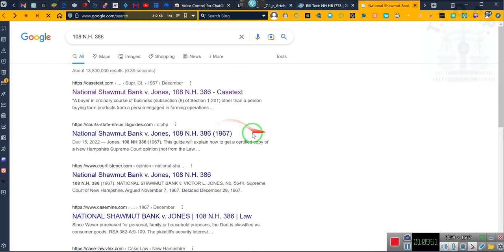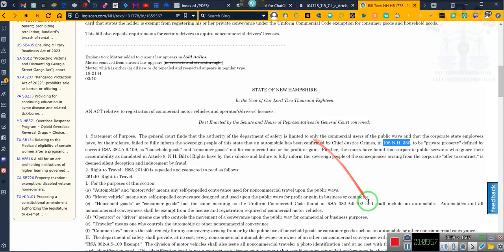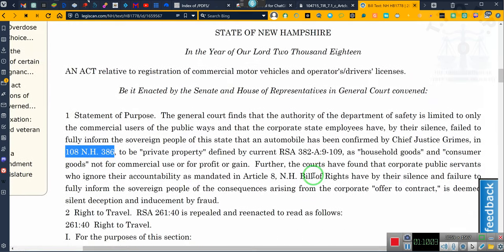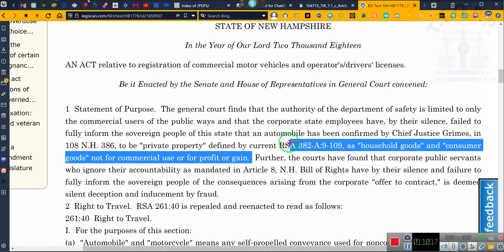Go back to the New Hampshire House Bill, where they actually quote it. Let's get rid of that, and we've got to make this bigger so y'all can see it. There we go. And it tells you right here: private property as defined under 9-109, household goods, consumer goods, not for commercial use or for profit or gain. That's why they're using this.